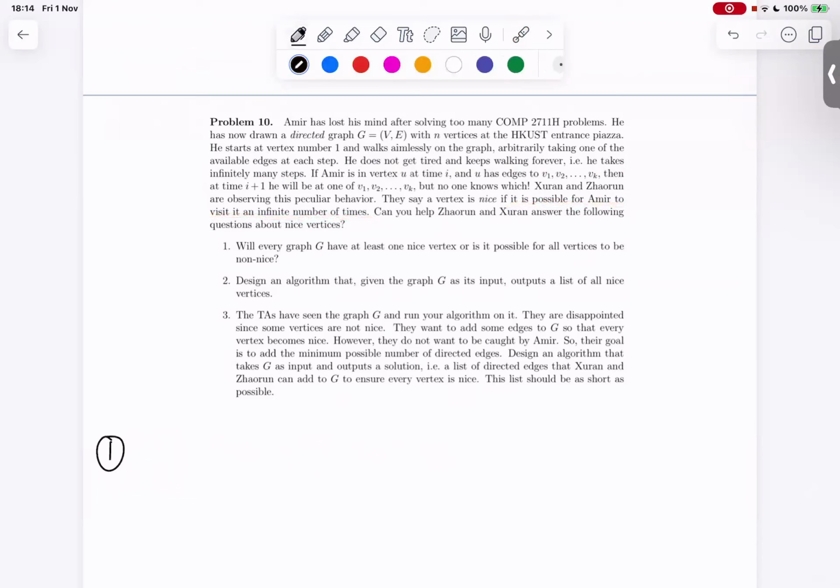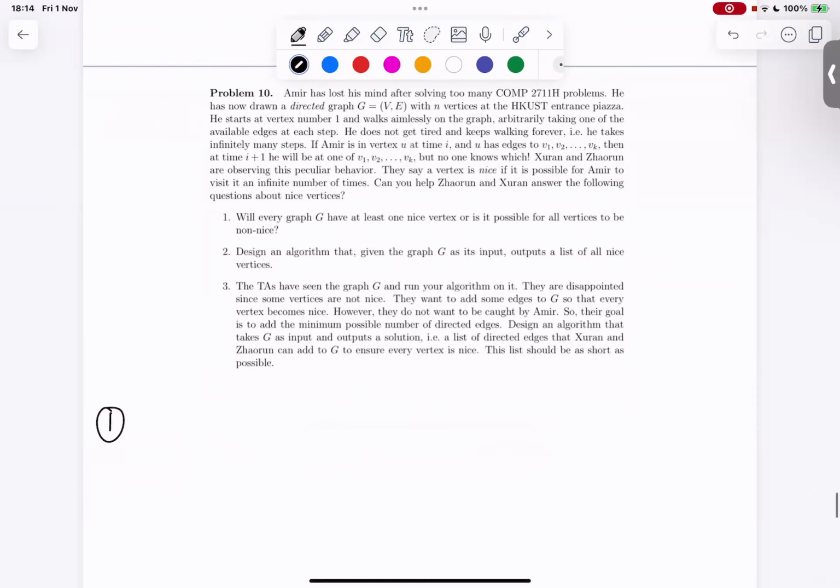So if you think of it, if a vertex belongs to a cycle, then we can actually just traverse this cycle an infinite number of times. And so all the vertices in this cycle are nice. So they are all nice vertices. And actually, we have just directed a cyclic graph.